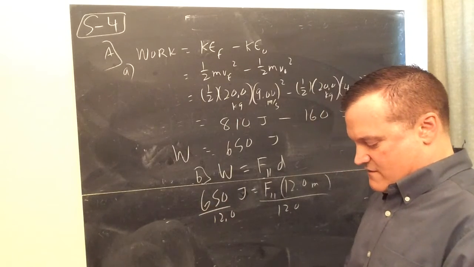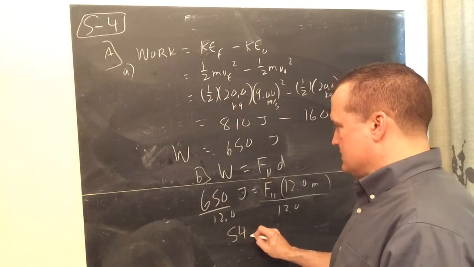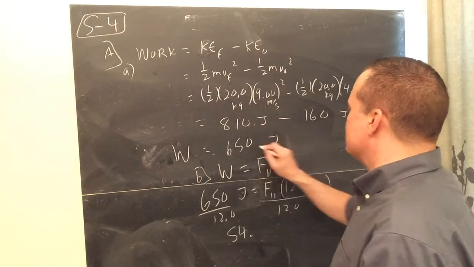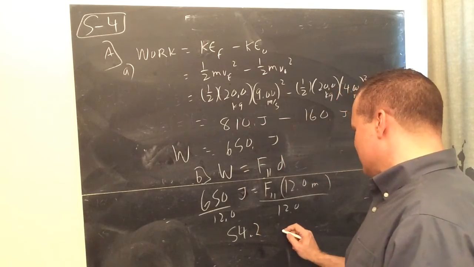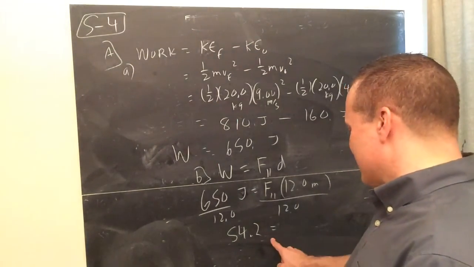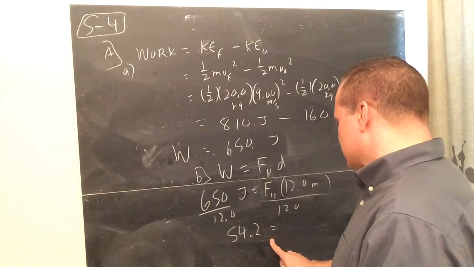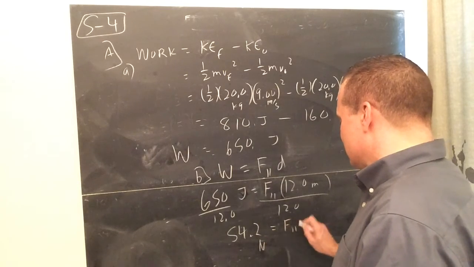650 over 12. And it's 54 point, well, those could actually have 3 sig figs. 54.2. And I don't really do much with sig figs with you guys anyway. But in my AP Chem, I do it all the time, and I have to. So I kind of just can't help it. 54.2 newtons would be the force.